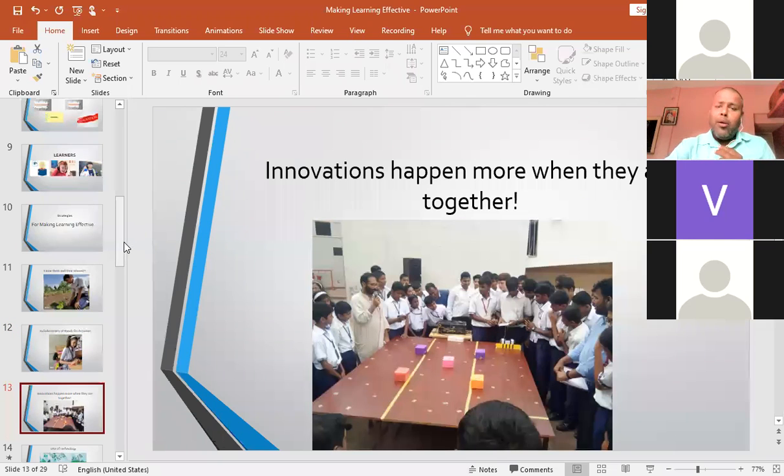The next is that innovations happen more when they are together. We know that when children are in a group, they come up with various ideas, various strategies, amazing points. Whenever they are in a group, it is always good. The most used tool by educators is cooperative learning.